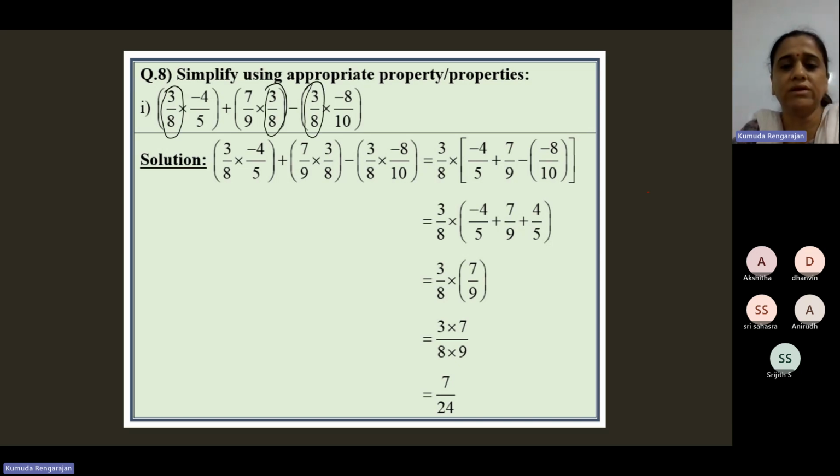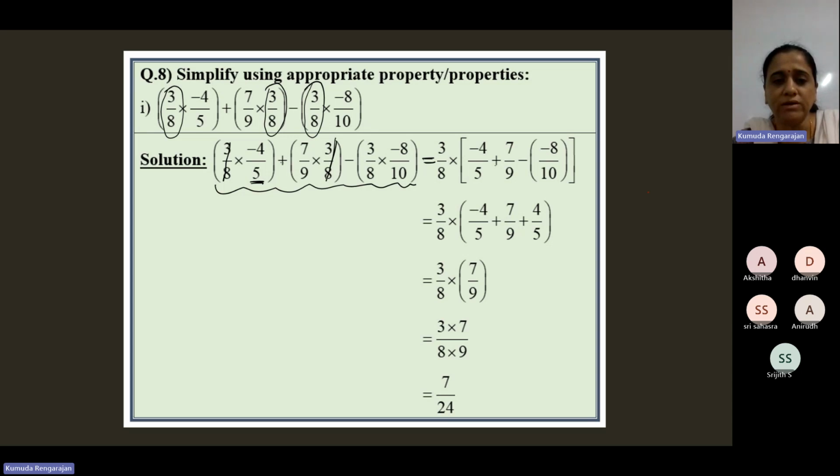3 by 8 is common in all the three brackets, right? So this is the given question. Write that. Take an equal to sign. Whatever is common, write that out. 3 by 8 into, in the bracket, see here. Now this one is common, so write this one inside the bracket, minus 4 by 5. Then put this plus sign, plus.